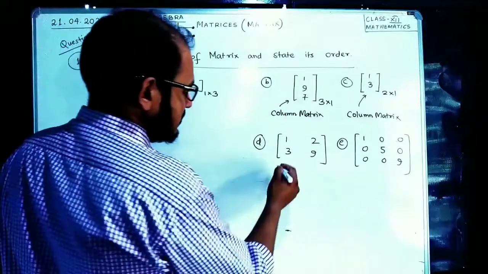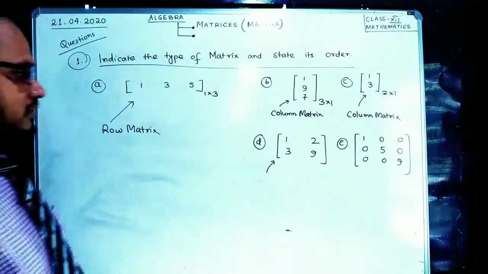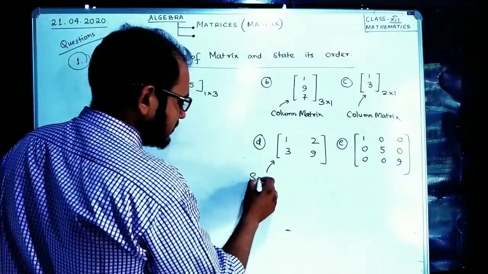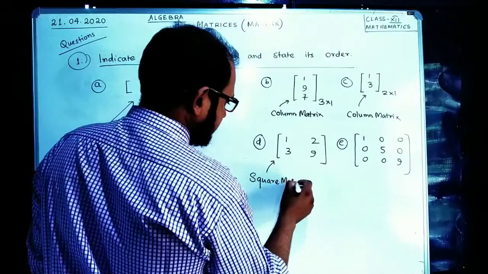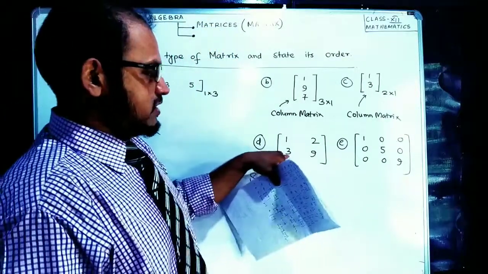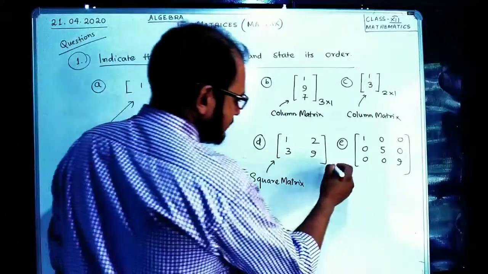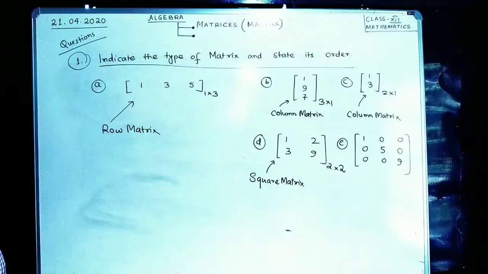What is the type of this matrix? It is a square matrix, because the number of rows is the same as the number of columns here. So we have 2 rows and 2 columns. So its order is 2 by 2, a square matrix.